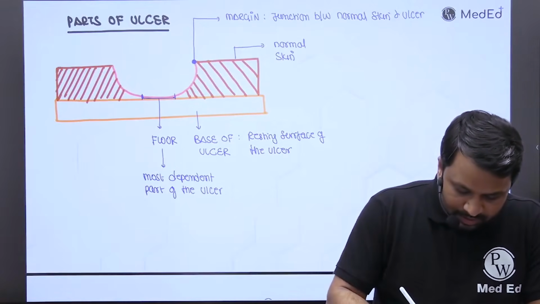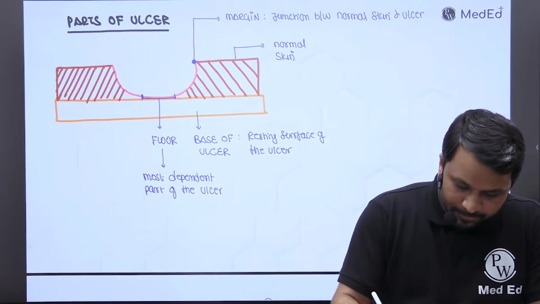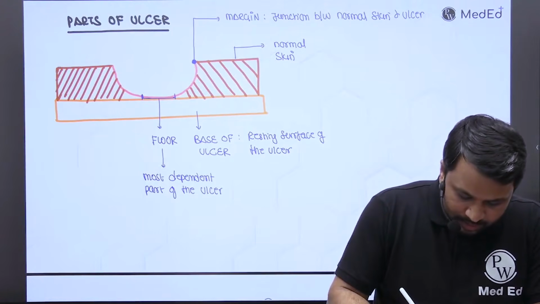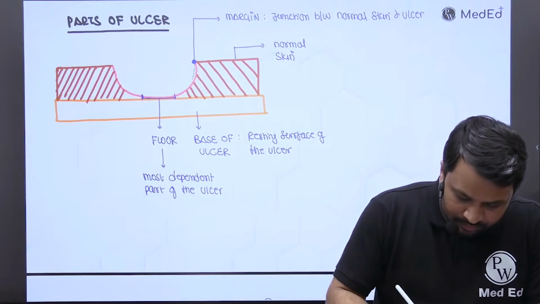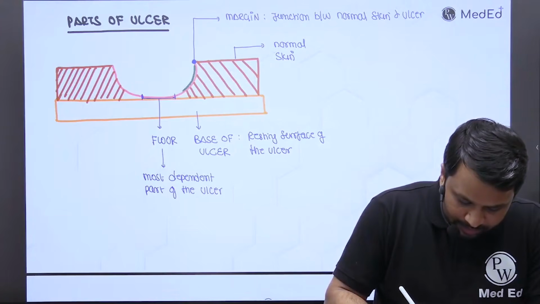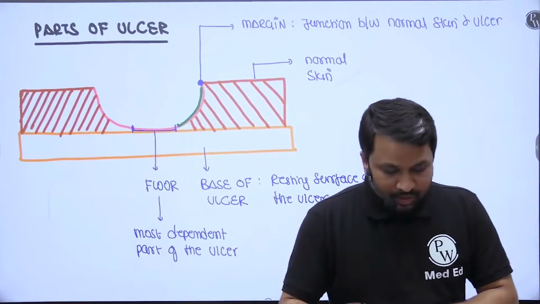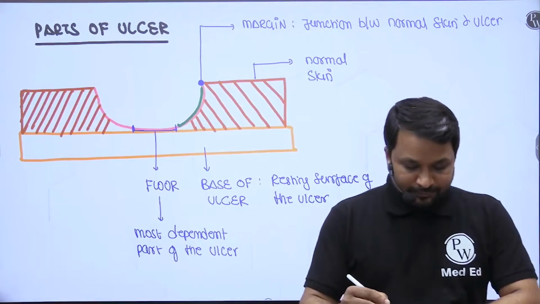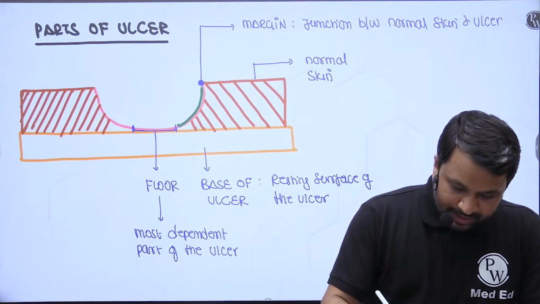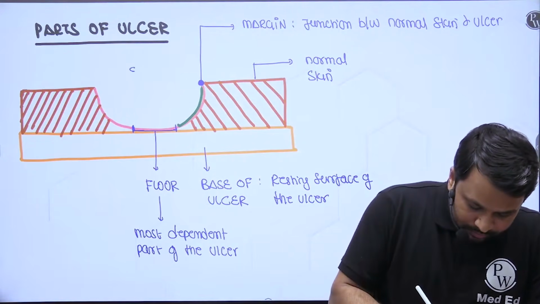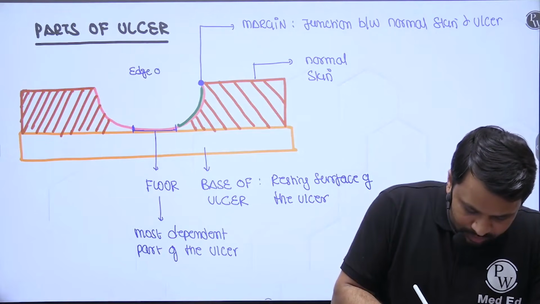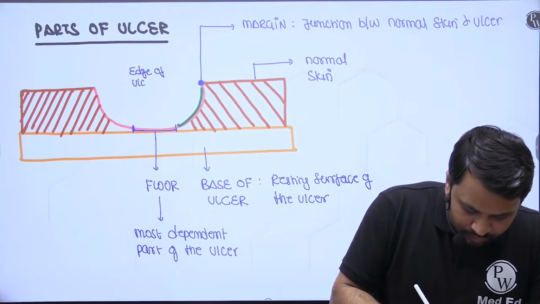Next you can see this area. The area that is going to be present between the margin and the floor, this is what we call the edge of the ulcer.